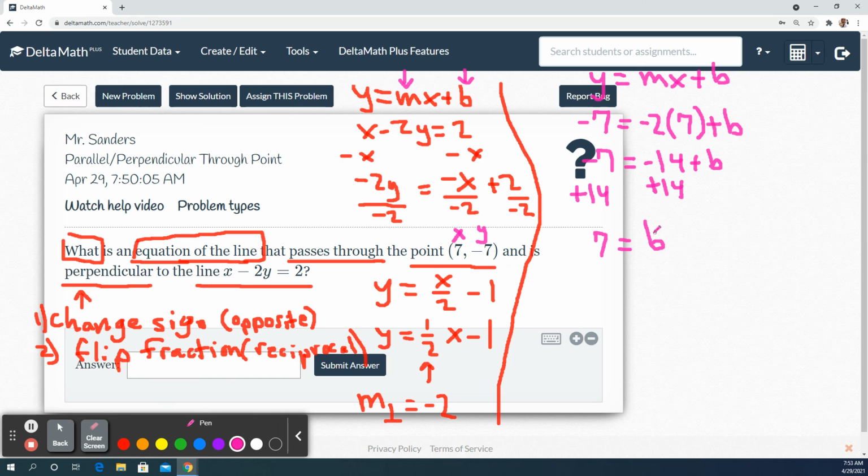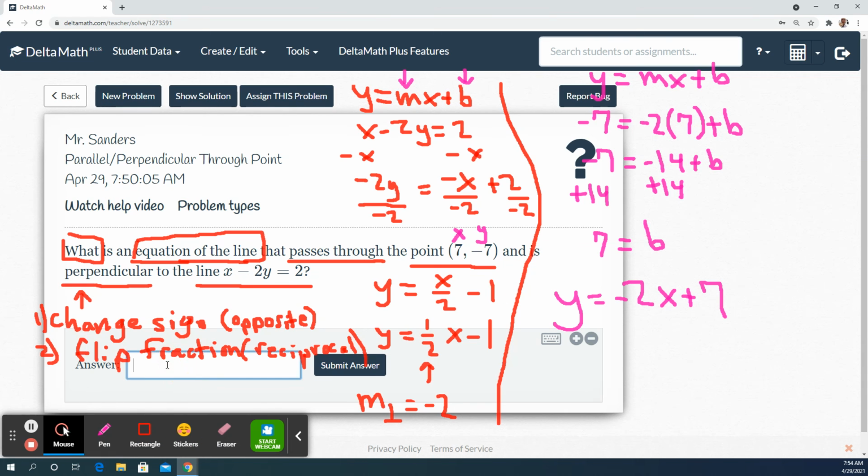What's the final step? Don't forget to answer the question entirely before moving on. Equation of a line. Y equals negative 2 is the slope we're using. X is our variable. 7 goes at the end, matching this form. That should be everything. Y equals negative 2x plus 7.